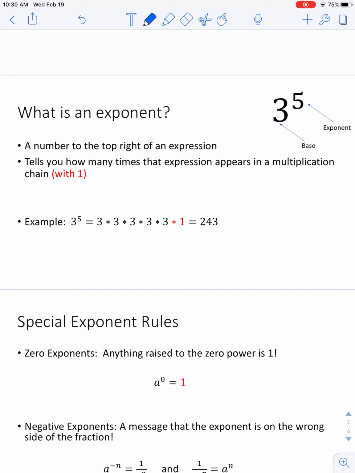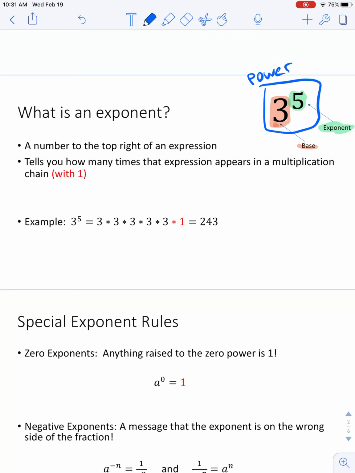So what's an exponent? An exponent is the little symbol up here, and it tells you how many times you're going to see a particular number in a number chain or a multiplication chain. So this whole thing is called a power, and within the power we have a base, which would be this number right here, and then we have an exponent, which is the number up top. So the exponent tells you how many times you'll see the number in the base in a multiplication chain.